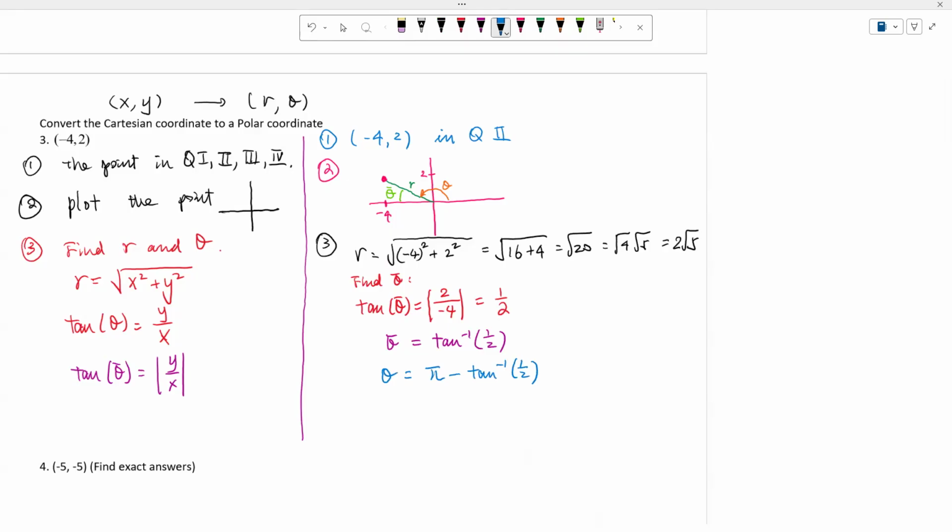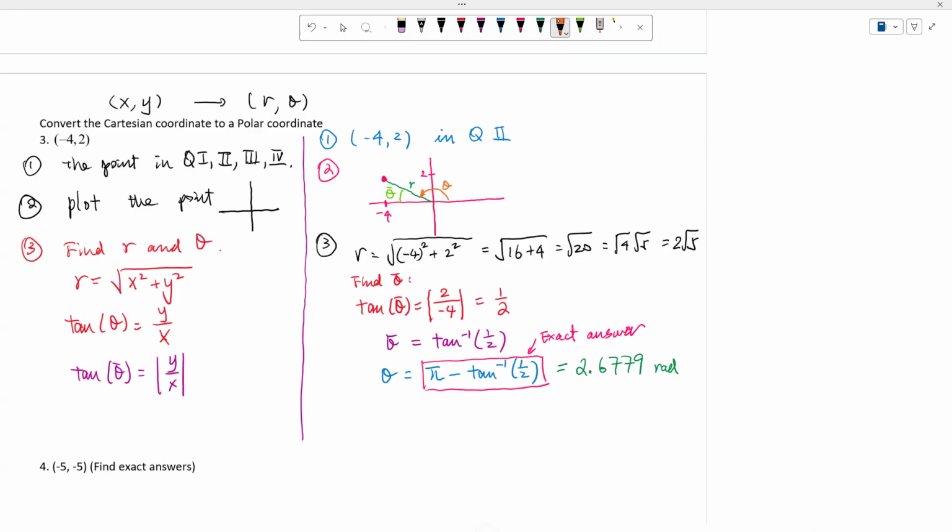Okay, now remember this answer right here, it will be the exact answer. If I want to, again, rounding, right, approximation, we could put it in the calculator. And then we find out that this angle is 2.6779. Okay. Now remember the angle that we are finding is actually in radian.